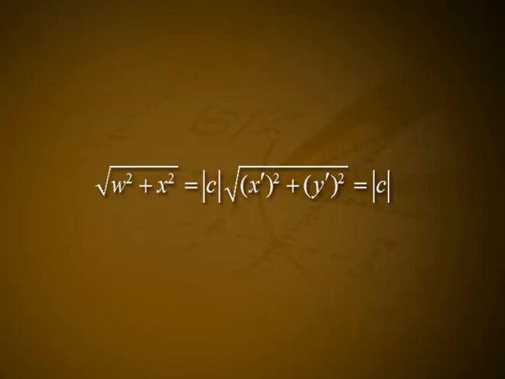Then there is a real number c such that (−w, x) is equal to c (x', y'). Equation 4. Taking the length of each side of 4 yields √(w² + x²) is equal to |c| √(x'² + y'²), which is equal to |c|. And so 1 implies that c is equal to plus or minus r.